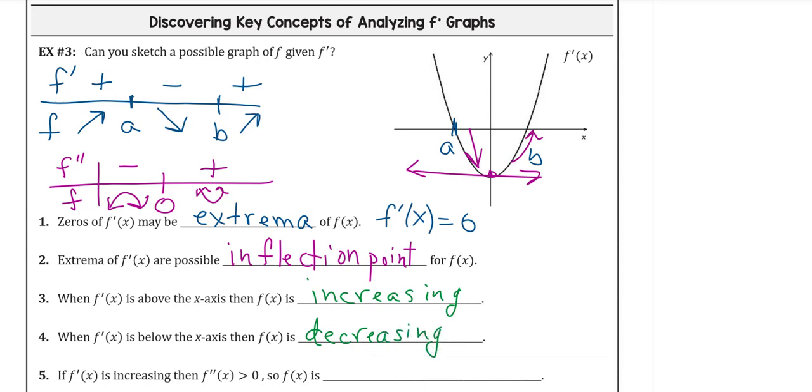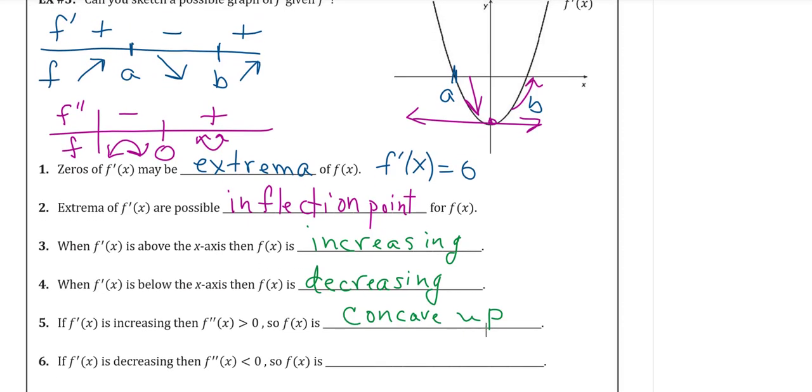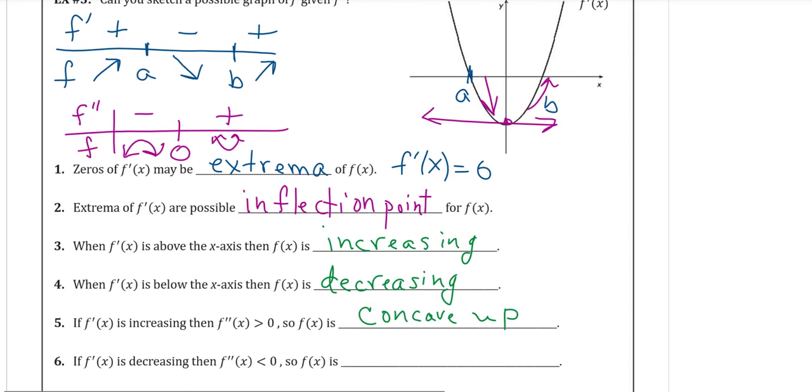So if f prime is increasing, then f double prime is greater than 0. So f of x is concave up. We're just putting in words what we put in our sign charts. And then number 6 says, if f prime is decreasing, then f double prime is less than 0, so f of x is concave down. So let's put this all together on our picture. I'll erase some of that stuff I have there.